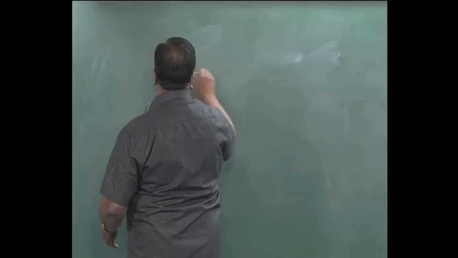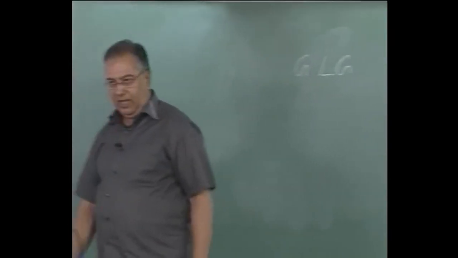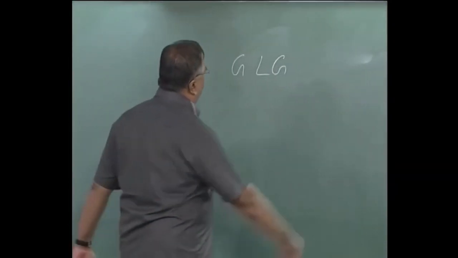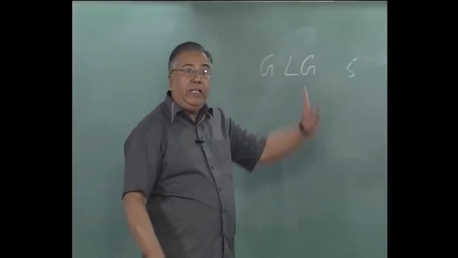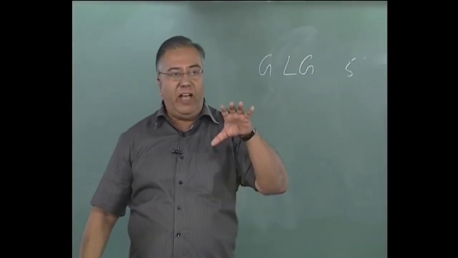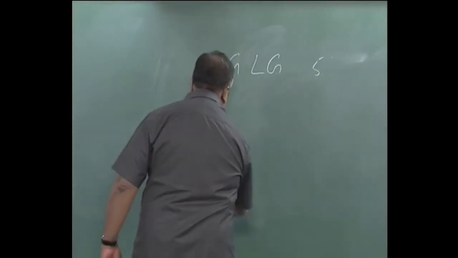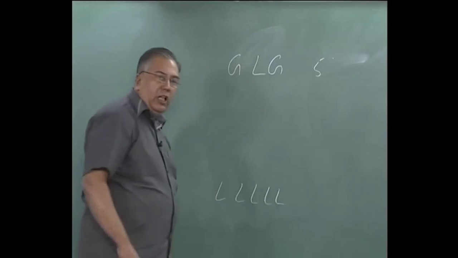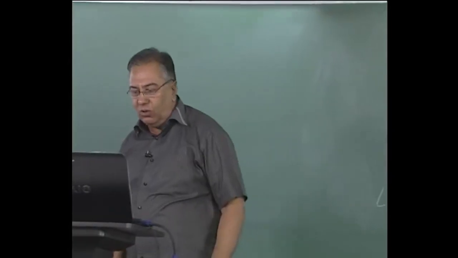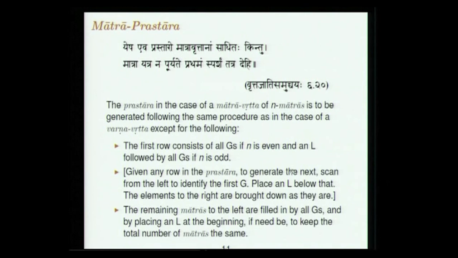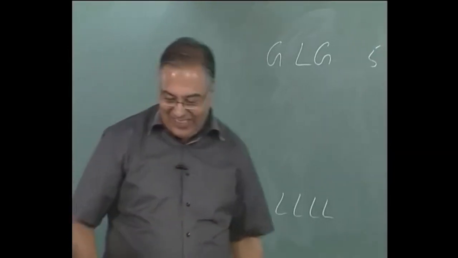Suppose you had GLG as a portion. This has 5 matras. Now, how many such metrical forms are there which have 5 matras alone? Of course, the ultimate thing is LLLLL, all laghus. That is also 5 matras. Now, you have to list all of them. So, the first question is to start with a prastara of all such matra vrittas of a given matra, and then start doing nashta, uddishta, and all the usual stuff that Pingala has told us, that once you have a prastara, what we should do.